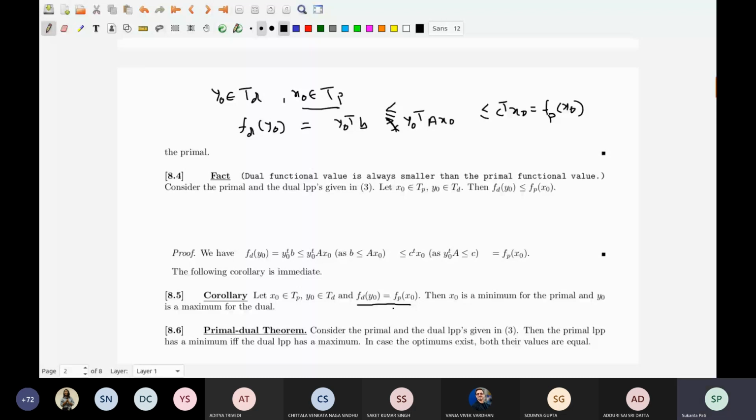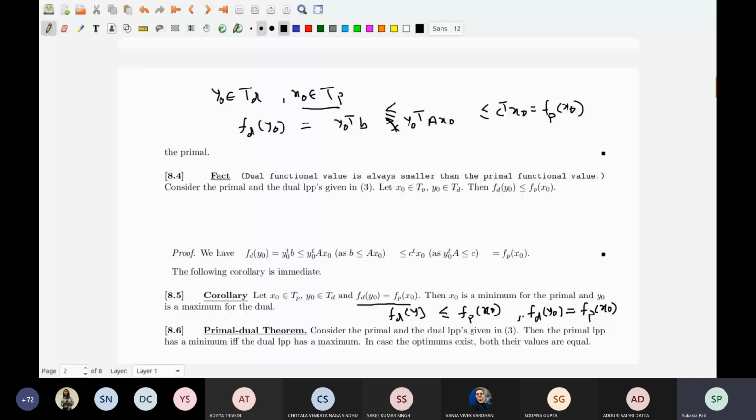FD of any y is always less than or equal to FP of x naught. That you just proved. And what have you found? Now I have found a y naught such that FD of y naught is equal to FP of x naught, which is attaining that value. So in that case y naught must be a maximum solution of the function FD of y. Okay. That is fine, no problem.